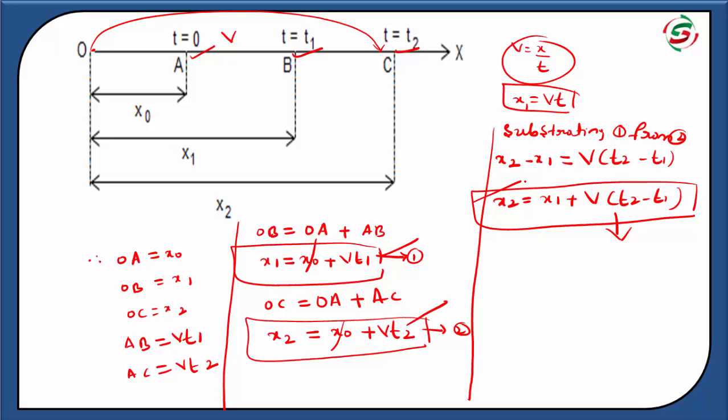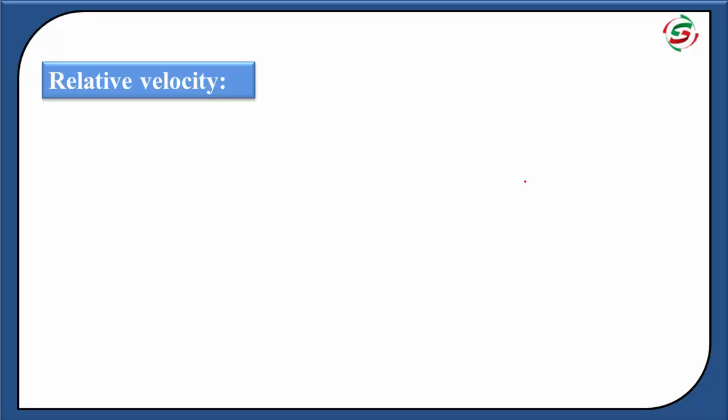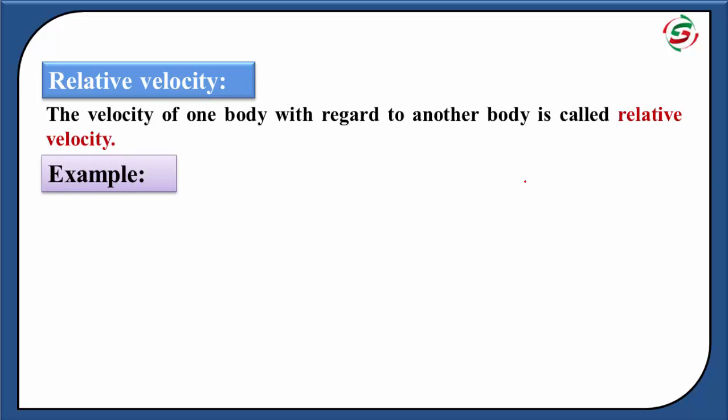Now we will move to the next concept, that is relative velocity. What is relative velocity? Rest and motion are both relative terms, a concept I have already discussed in the first class. Relative velocity means the velocity of one body with respect to another body, or the velocity of one body with regard to another body. This is called relative velocity.